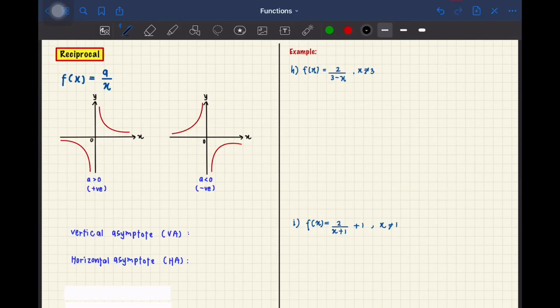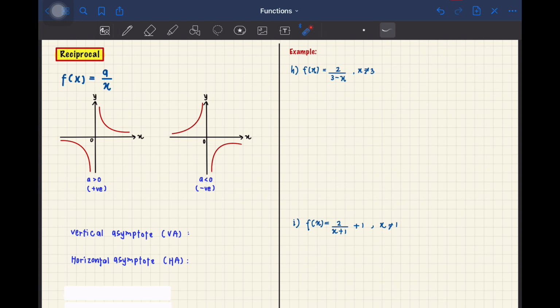In this video, kita akan belajar macam mana nak sketch reciprocal function. Okay, so reciprocal function is a function where dekat denominator dia, kalau awak tengok dekat sini, denominator kita akan ada variable of x. Alright, so I have f(x) equal to a over x over here. Okay, so kita akan ada dua basic shape based on this function, reciprocal function.